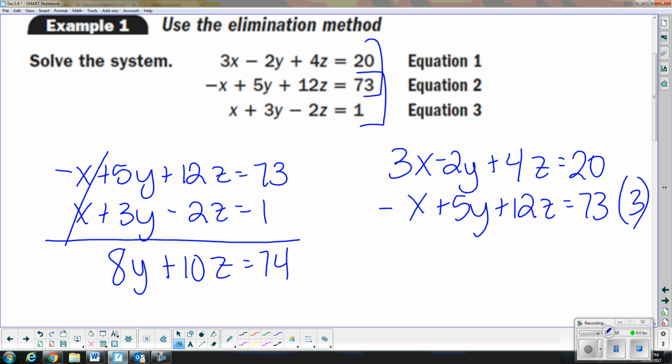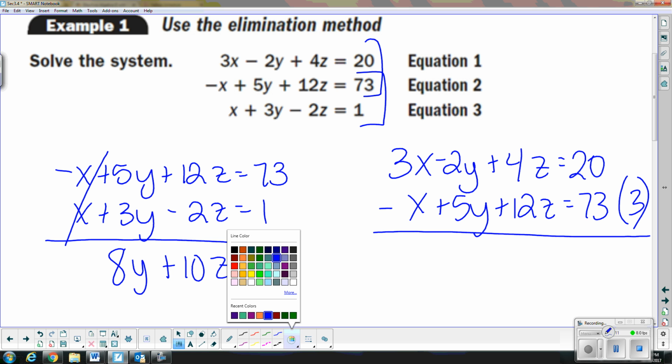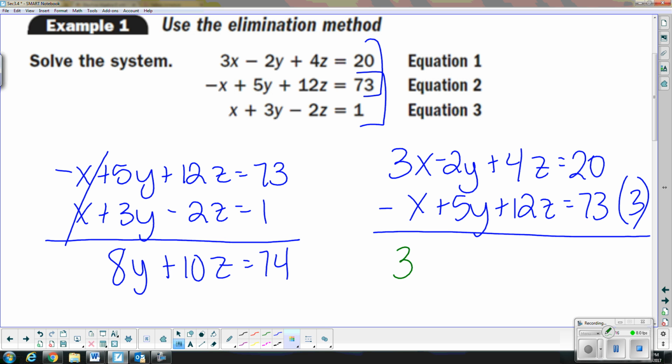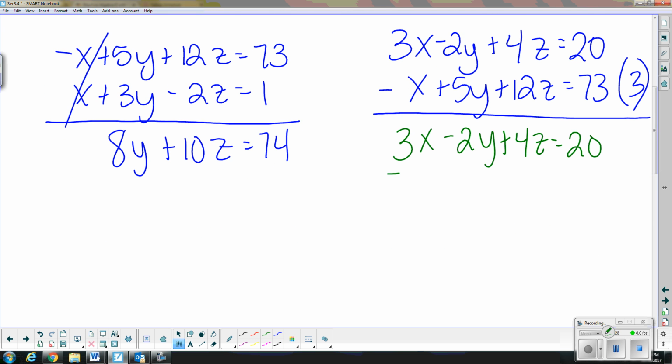Okay, so now let's rewrite it. I'm going to rewrite both equations together so I can keep them together. 3x minus 2y plus 4z equals 20. And negative 3x plus 15y plus 36z equals 219. Okay, now I'm going to add these together.